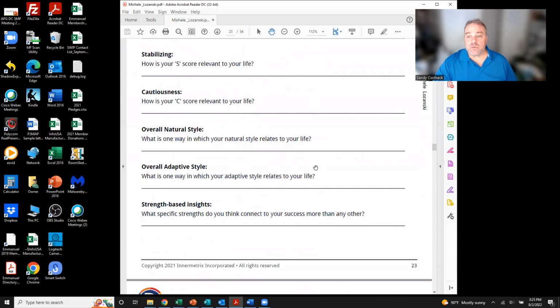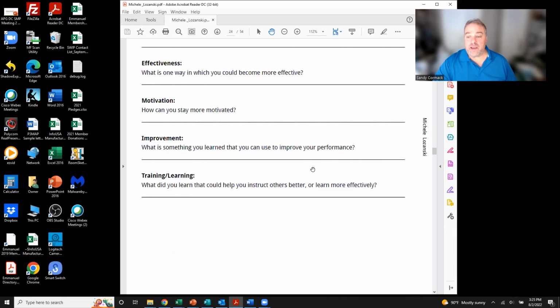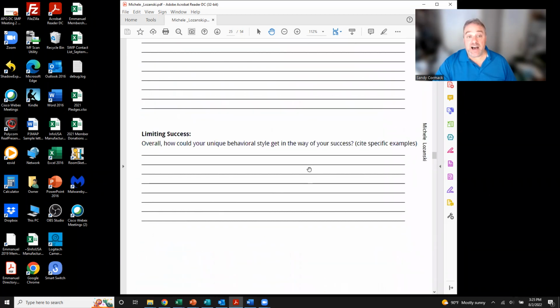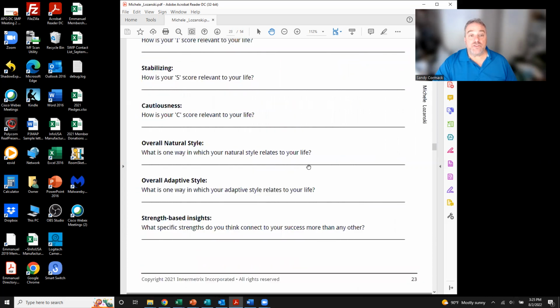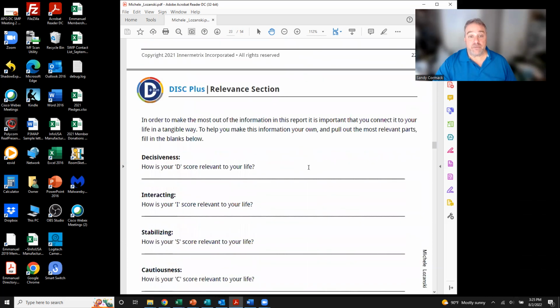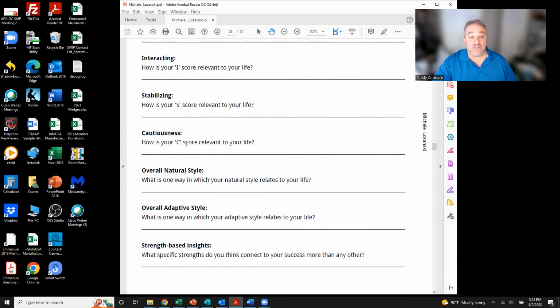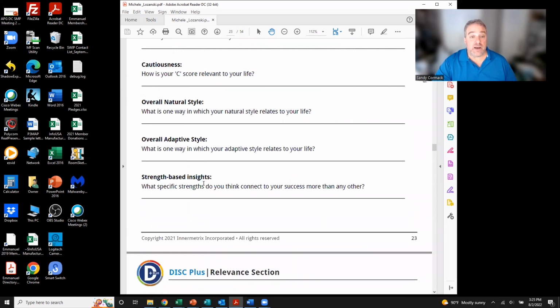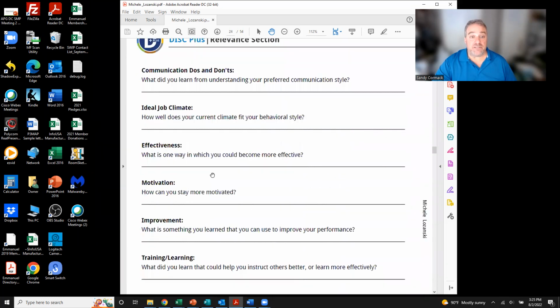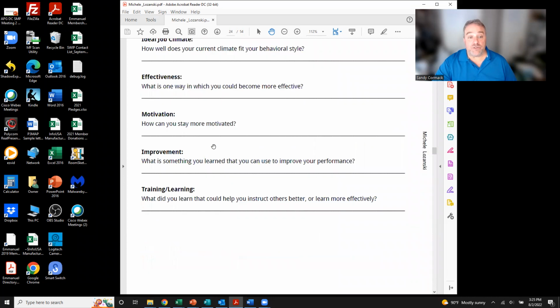And then the next few pages here, down to page 25, are essentially a self-assessment in order to determine for you how relevant your behaviors are in your life, in your career. It gives you an opportunity here to express how each of the dimensions are relevant: your natural style, your adaptive style, your strength-based insights, your communication do's and don'ts, your ideal job climate.